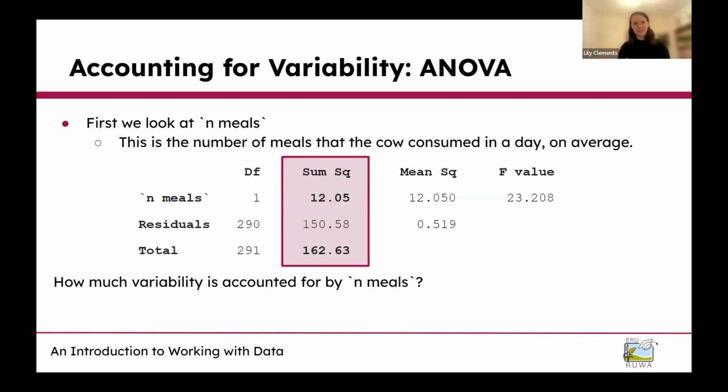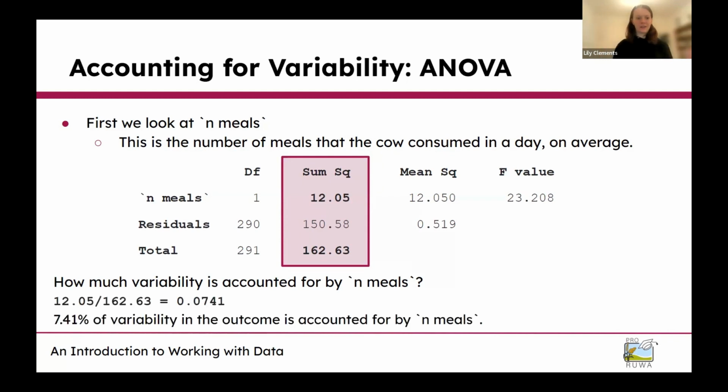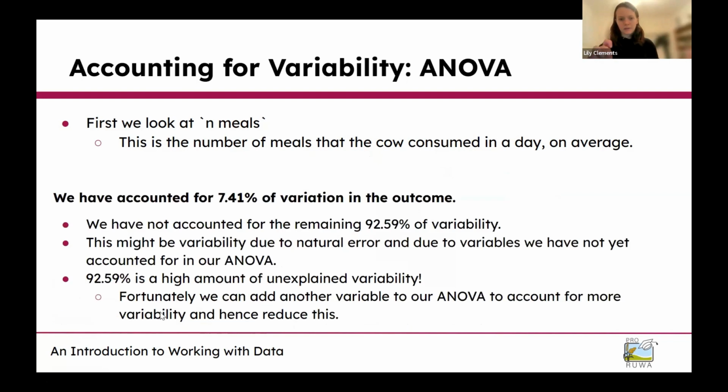But we can use these sums of squares to answer the question, how much variability in our outcome variable, so how much variability in the average milk production per cow, is accounted for by the number of meals the cow has a day. And in our data, we can find that by dividing our sums of squares for our number of meals by the total sums of squares. And we see overall roughly 7.4% of variability in the outcome is accounted for by the number of meals. This is pretty low, but okay, we've accounted for 7.4% of variation in the outcome.